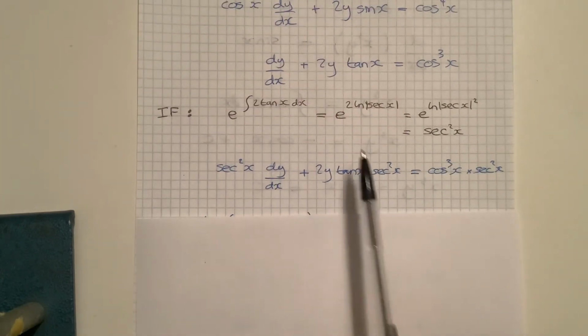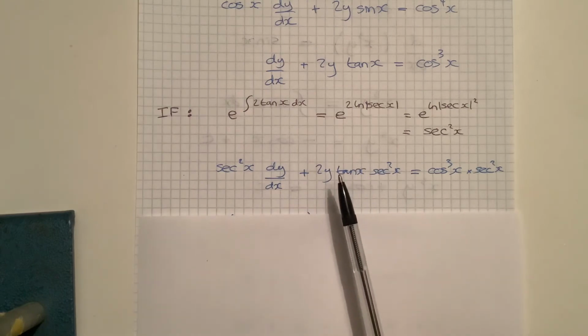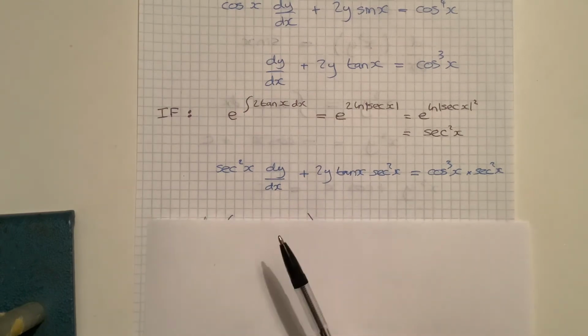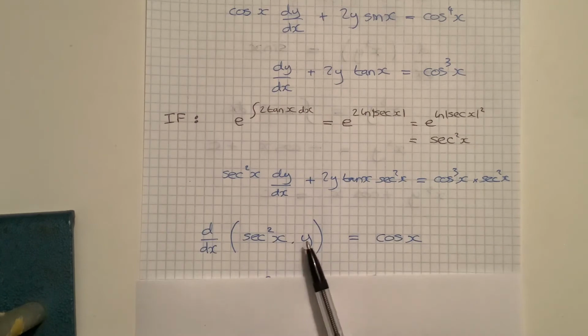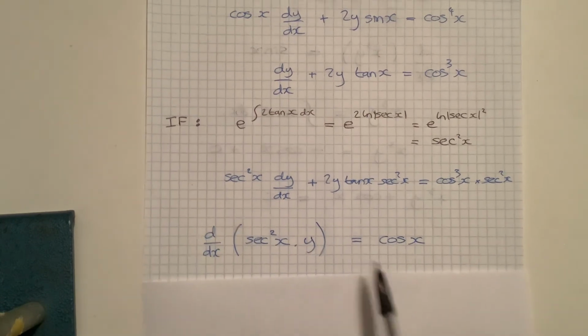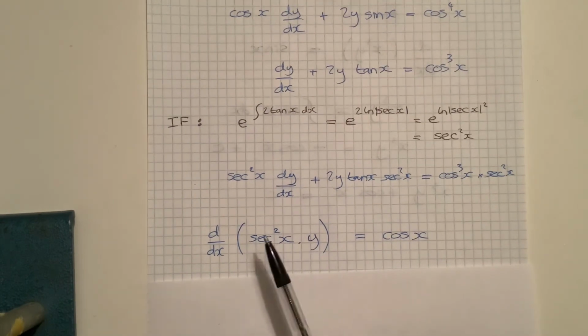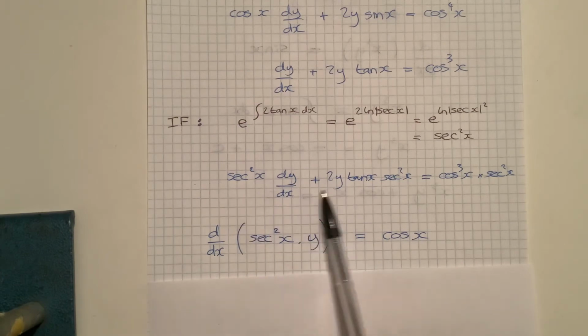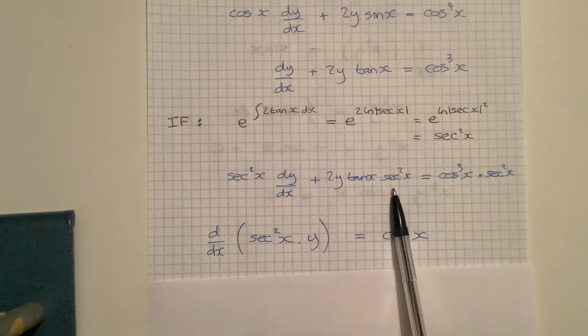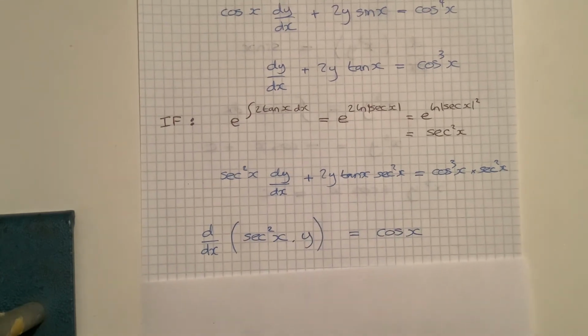Now I know this left-hand side here can be rewritten as the derivative of y times the integrating factor. And again, you can just check to make sure that works by differentiating this with the product rule. When you differentiate this with the product rule, you do get this. I'll let you check that for yourselves.